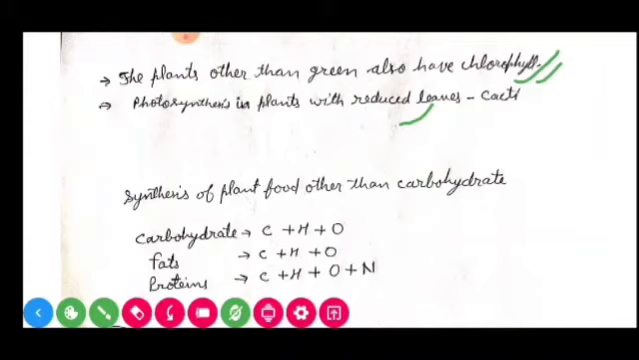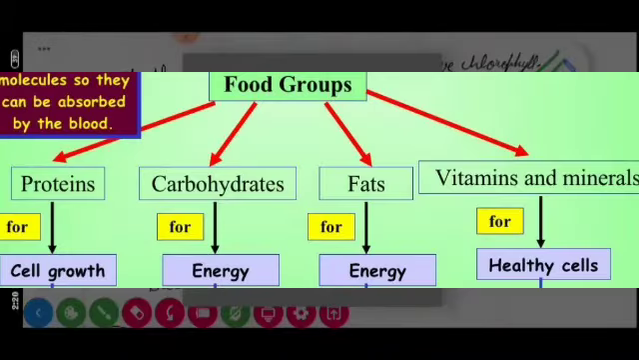Now, plants not only prepare carbohydrate, they also synthesize other nutrients: carbohydrates, fats, proteins, vitamins and minerals. Carbohydrate is made up of carbon, hydrogen and oxygen, fat is made up of carbon, hydrogen and oxygen, and protein is made up of carbon, hydrogen, oxygen and nitrogen. About these food components you may have studied in class 6: protein helps in growth, carbohydrates and fats are energy giving foods, and vitamins and minerals protect from diseases.